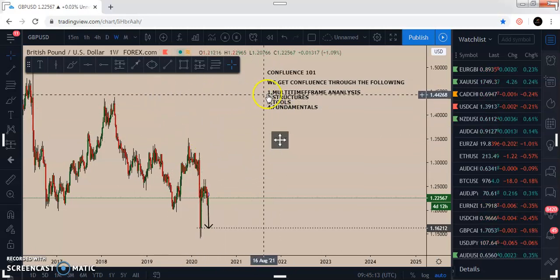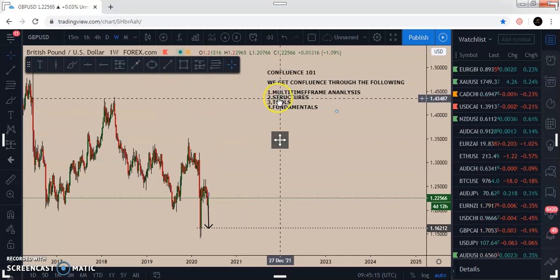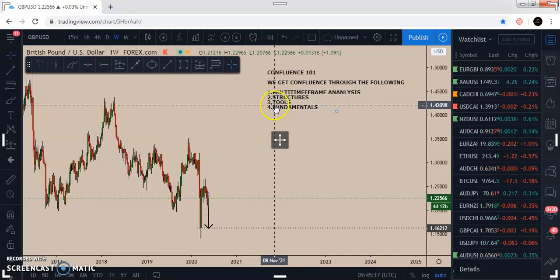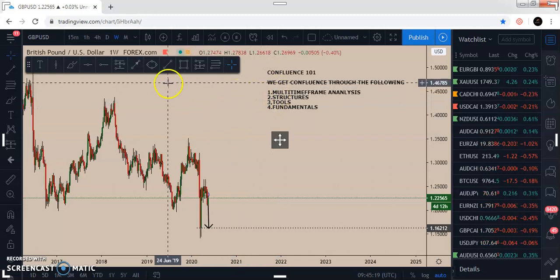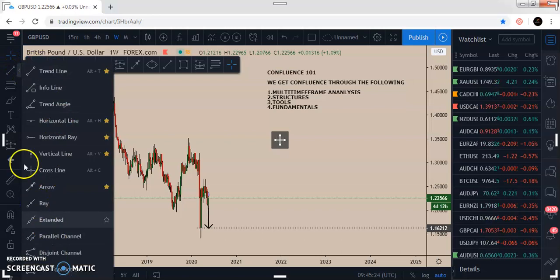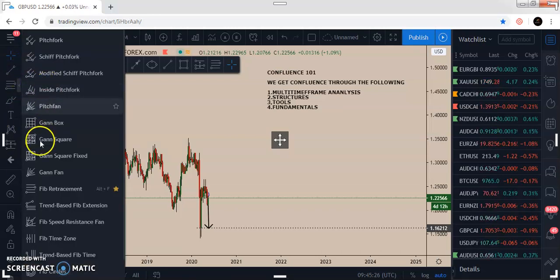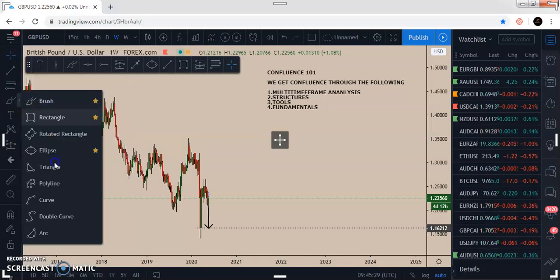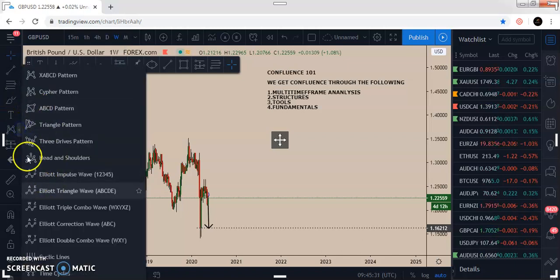Now let's start with the tools. I want to show you the tools, then we'll go over to number one and start with multi-timeframe analysis. Now the tools, there are so many tools to get Confluence. As you can see, these are all tools. Also from here, these are all tools. From here also, these are tools. From here, these are tools.